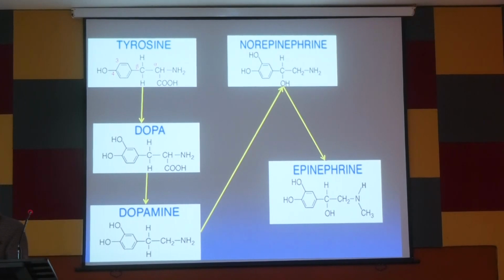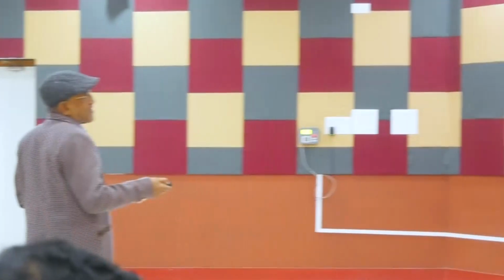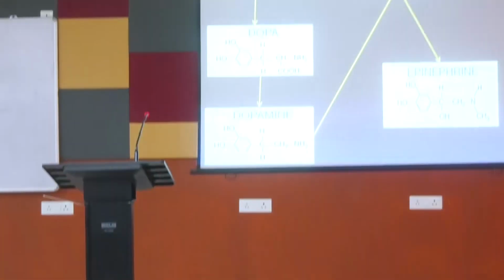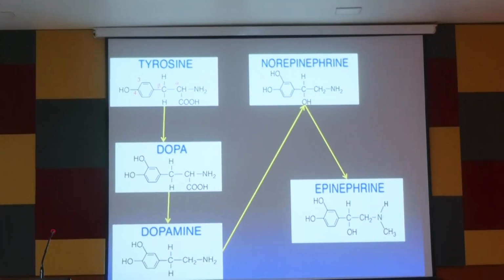Now from norepinephrine, the formation of epinephrine, what is the site? Is it in the sympathetic nerve ending? There is the formation of epinephrine from norepinephrine. Where is it? This transformation will occur where?